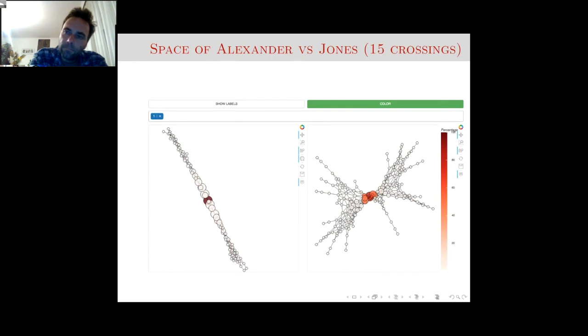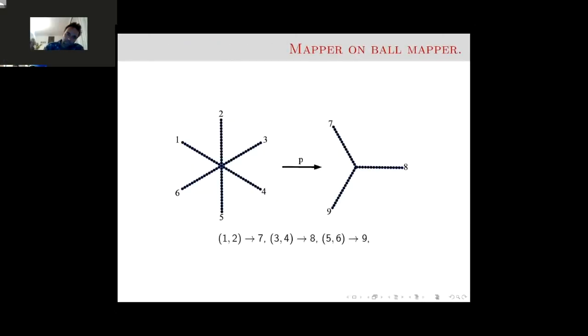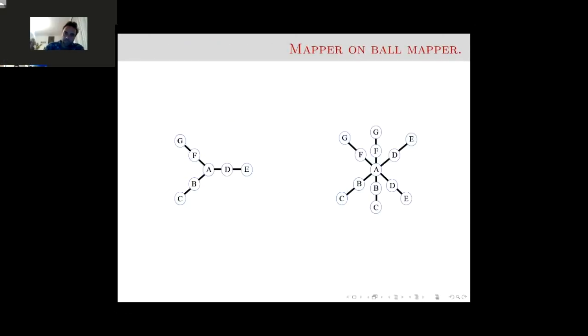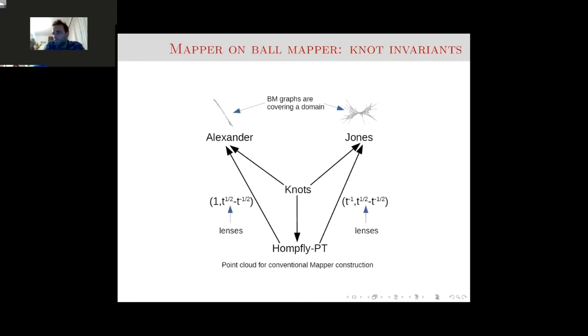And then the thing that we're looking at with Pawel is that the HOMFLY-PT polynomial actually specializes to both Alexander and Jones. One thing that Ball Mapper can be used for is that it combines the data from both the Alexander and the Jones polynomial, to see: are they overlapping, are they orthogonal? What's the span of the knowledge of the HOMFLY-PT polynomial?